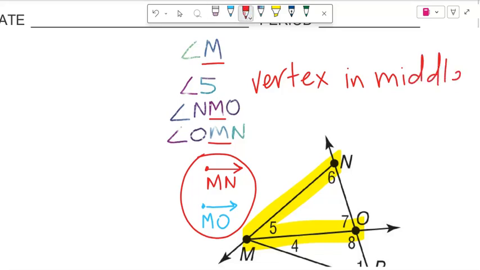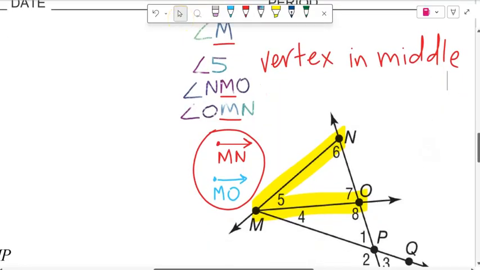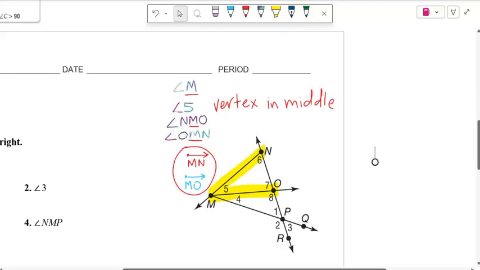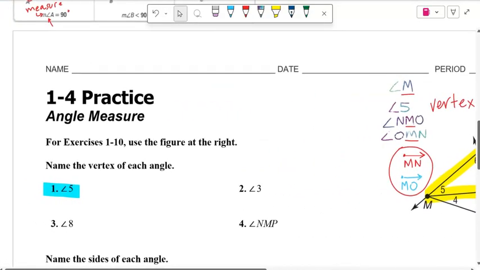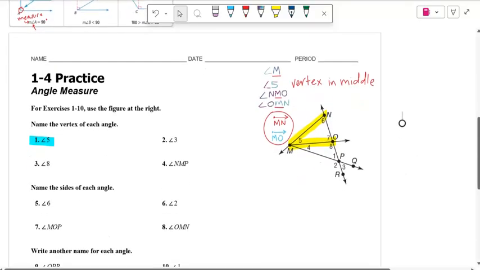Any questions on this figure before we actually dive into some of these problems here? How are we feeling? Okay? Yeah? All right. We'll jump into it. So back to our problem. It said name the vertex of each angle. So after that whole spiel, what's the vertex of angle 5? M. Good. Pretty simple, right? Go ahead and write that down. The vertex of angle 5 is M.